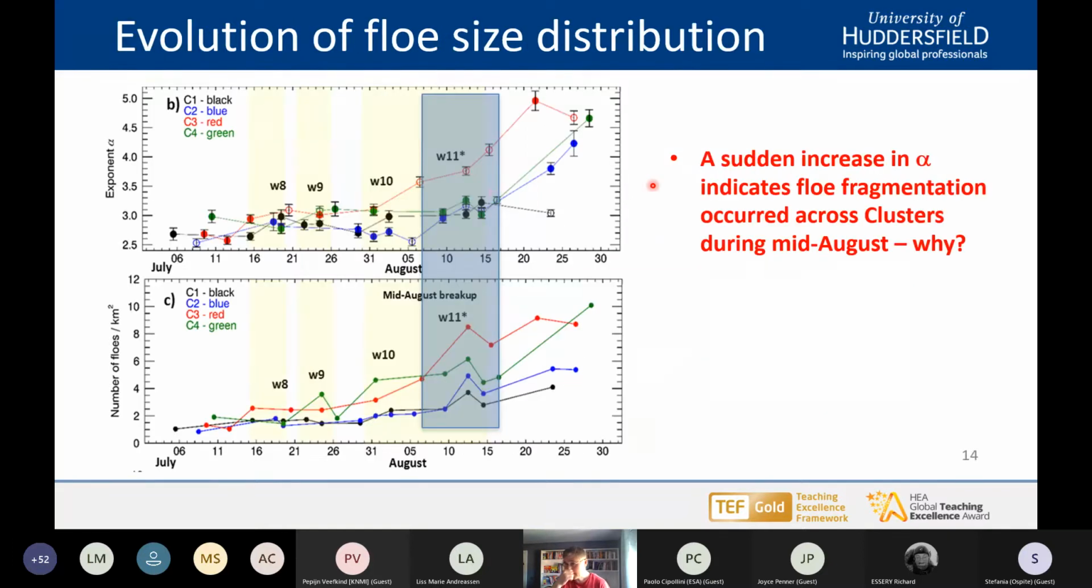So then you can display the exponent alpha value over time from the satellite images. You can see this seasonal evolution of the alpha value and also the number of floes. Generally the alpha value increases, which indicates a transition to smaller floes in the Arctic sea ice. But one thing we were surprised to see was that in mid-August we see a very sudden jump in the alpha value, the exponent, across all these clusters, and also in the number of floes. We then started to question what is causing this increase of the alpha value, which indicates a sudden fragmentation of the Arctic sea ice. First we turned to waves and swells, because they are the major mechanism to break up the ice floes.